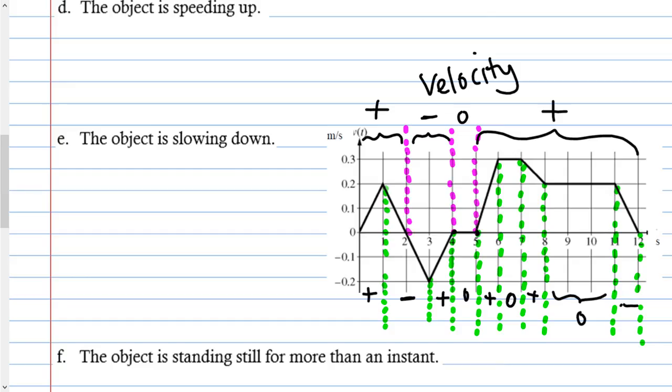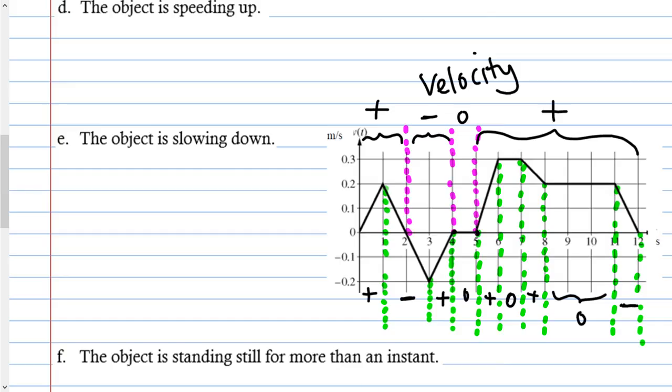Lovely. Okay, so now what we do is we compare. If you didn't read ahead, I'm trying to figure out for D and E when the object is speeding up and when it is slowing down. For speeding up, I'm looking for when the slope and my velocity are the same sign. So I'm going to highlight that with yellow. Okay, I'll do it with the thicker one.